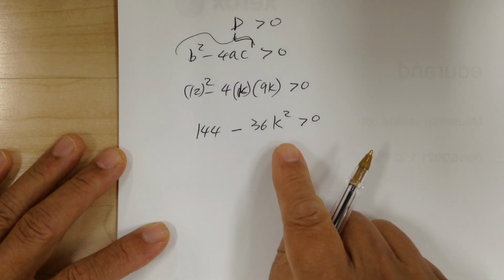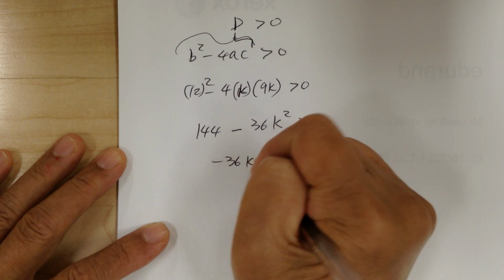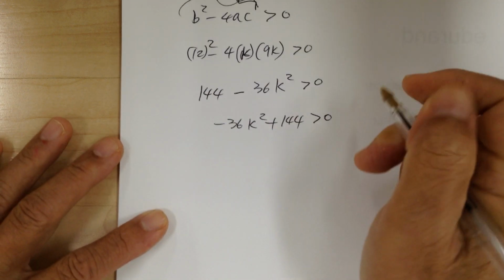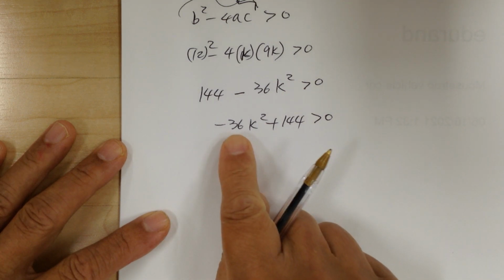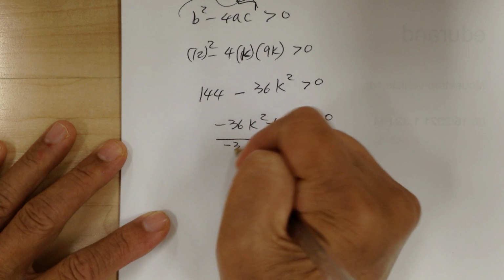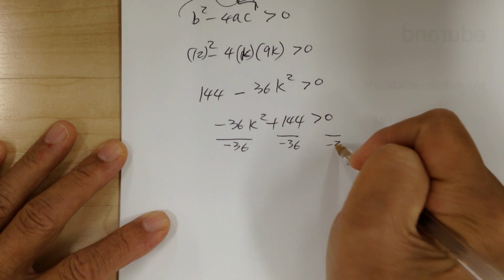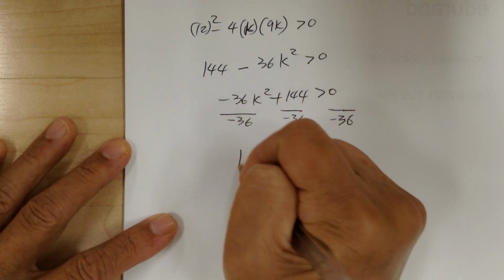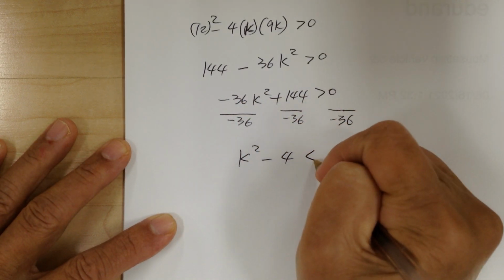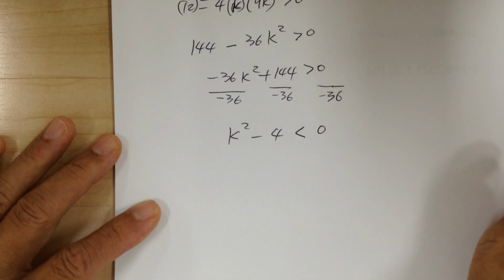I'm going to rearrange things a little bit because I want to have the variable in the front. And the next thing is I want to get rid of this number, so I'm going to divide by negative 36 to lower my number. So I get k squared minus 4. Now when you divide by a negative number, you have to change the direction of the arrow. And 0 divided by negative 36 is still 0.